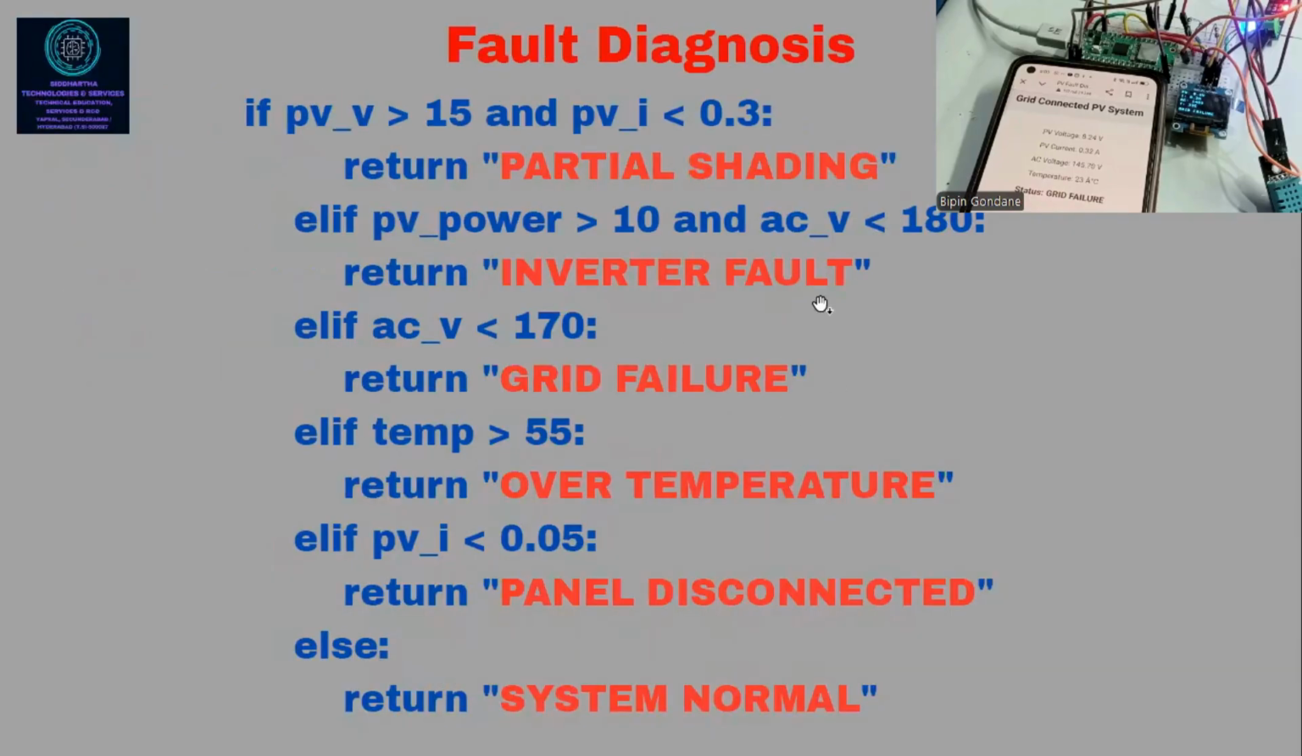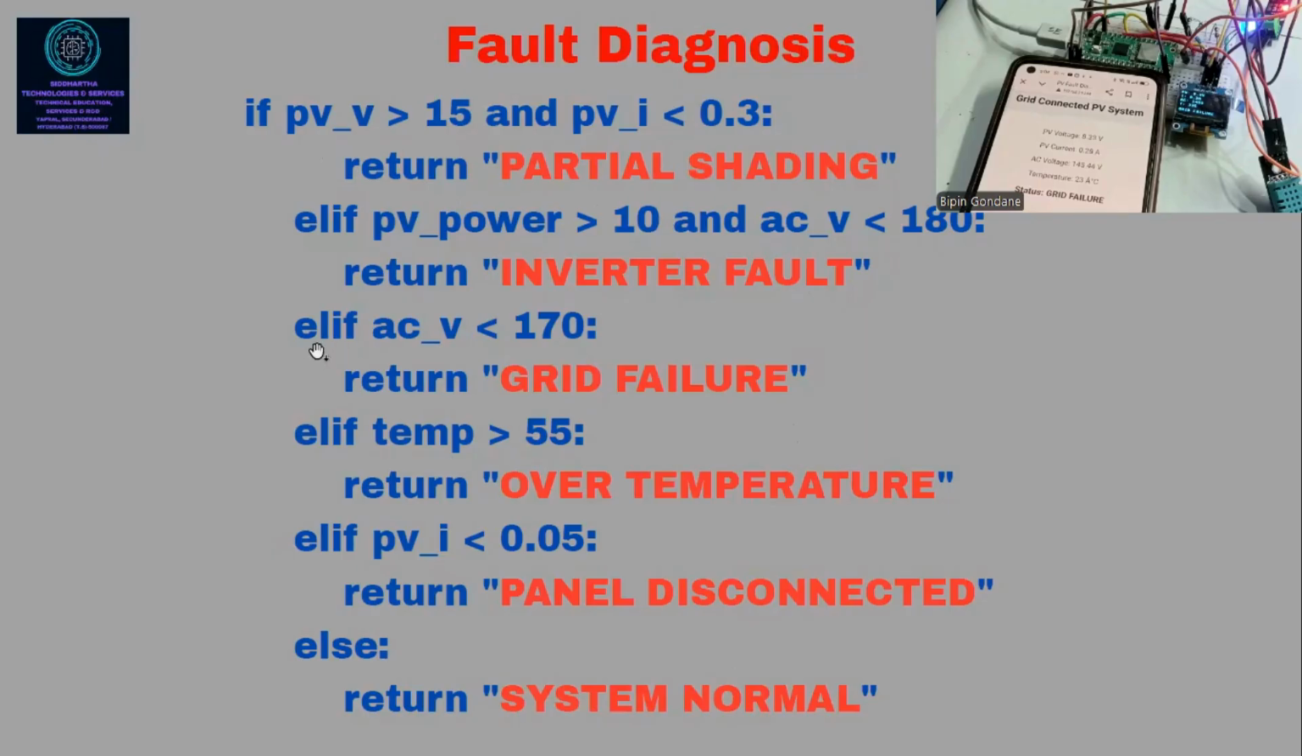Now these are very important parameters, the fault diagnostic parameters, which I have given in the Python code, which have to be taken care of. If PV voltage is above 15 and PV current is less than 0.03, then it will write partial shading. Else if PV voltage is more than 10 and AC is less than 80, please remember it is now less than 180. That is the reason it is showing fault of panel disconnected or grid failure.